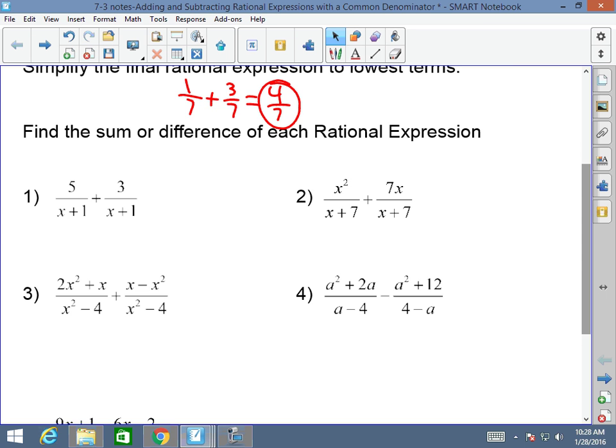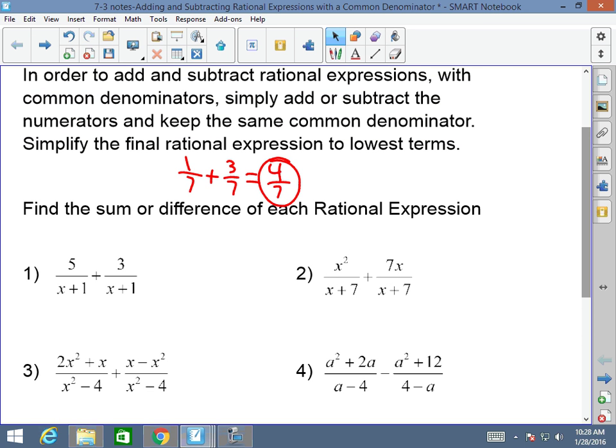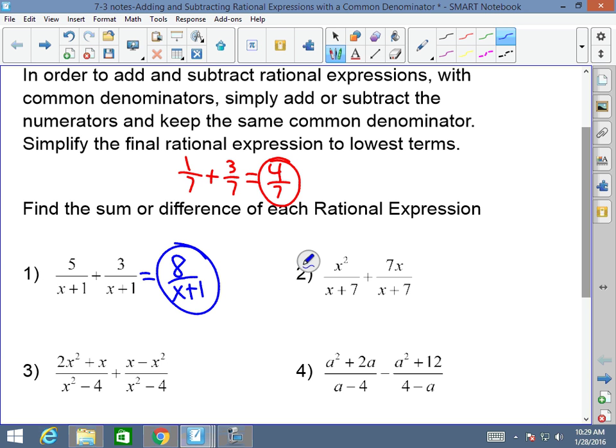I have 5 over x plus 1 plus 3 over x plus 1. We have the common denominator of x plus 1, so I literally add the numerators and keep the same denominator. 5 plus 3 is 8 over x plus 1. I'm done. That's it.